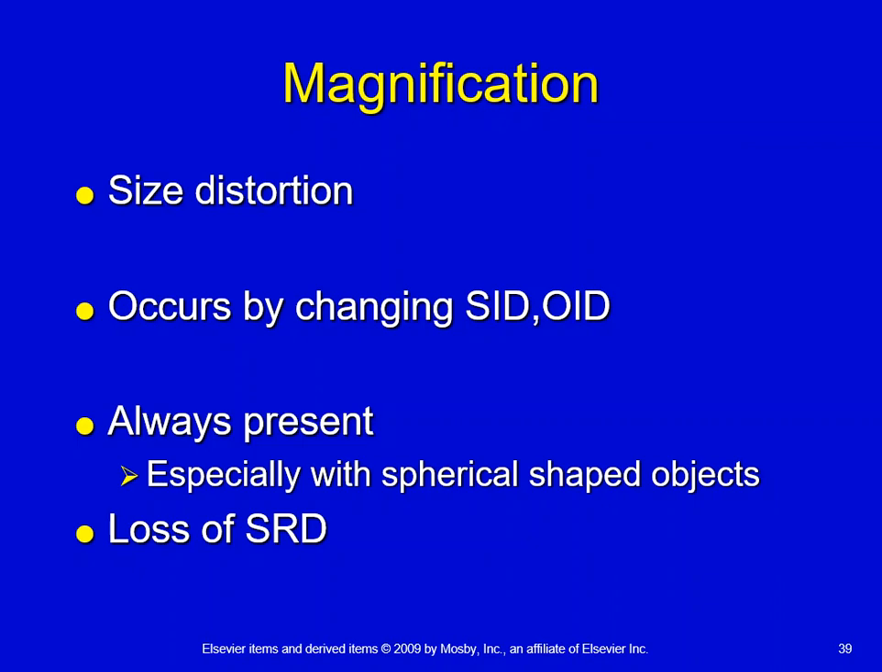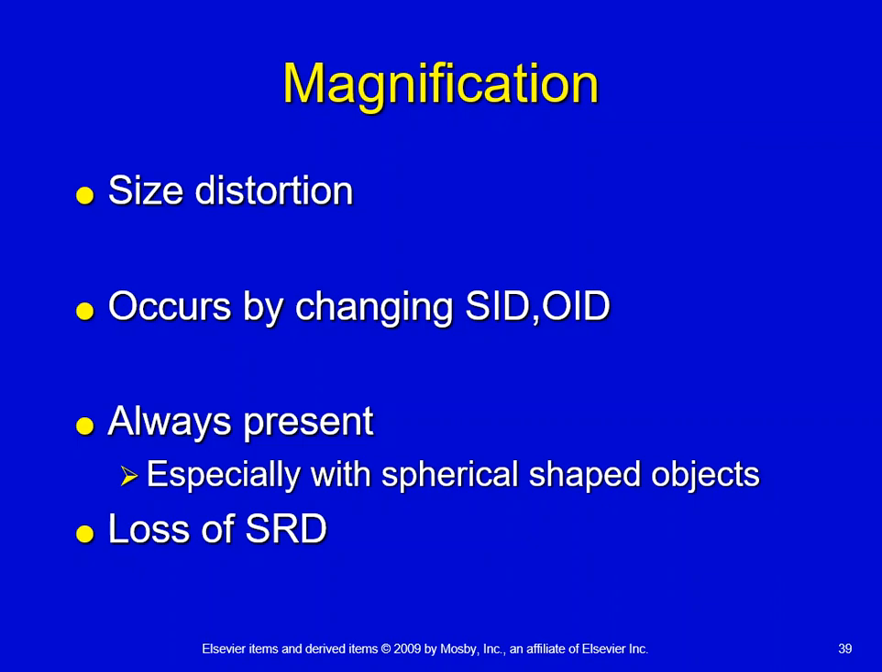What I mean by that is if you increase your OID by a factor of 2 and you increase your SID by a factor of 2, then you can overcome the increase in magnification because of the increase in OID. So magnification is always present, especially with spherical shaped objects, because you simply cannot get the thickest part of the anatomy closest to the image receptor.